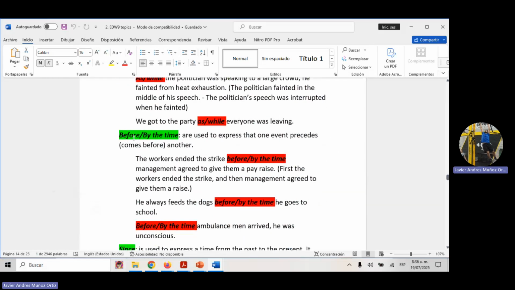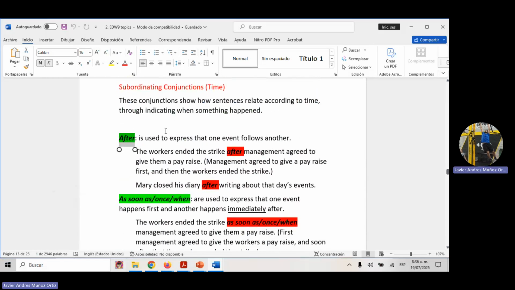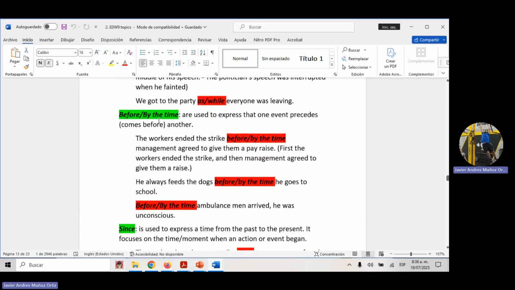Well, next one, before and by the time. We could use the first one or the other, and that's perfect because they are substitutes. After is used to mention a posterior event, something that happens next, right? Before or by the time is the contrast, the complement, because we are going to use before and by the time to mention that something happens previously, something that precedes another activity.